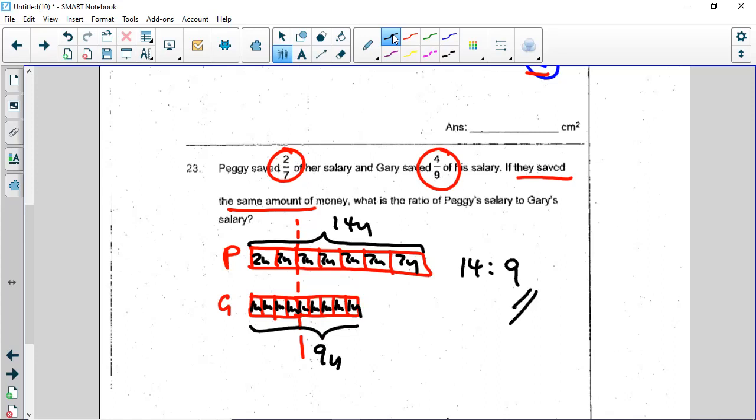So do I need to draw a model if I know how to do it? No need. But if you don't know how to do it, then you should draw a model and you should have a dotted line. Why a dotted line? Because there is something equal to something, right? They save equal amounts of money. Then you must have a dotted line so that you know how to continue drawing. Okay, question 24.